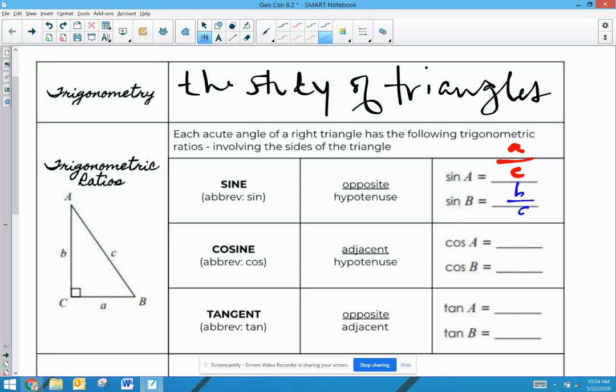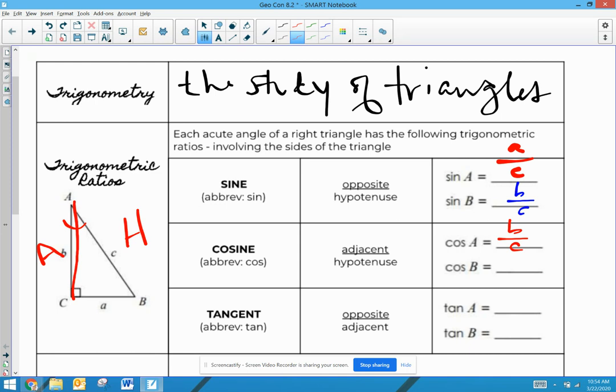Then I want to do the cosine. Now we're looking at cosine. So if we look at angle A again, I want to find the cosine of angle A. Cosine is the adjacent over the hypotenuse. So if angle A is right here, this is my adjacent side because that means that it's touching it. So that's side B over my hypotenuse, which is still side C. That's always going to be my hypotenuse no matter what.